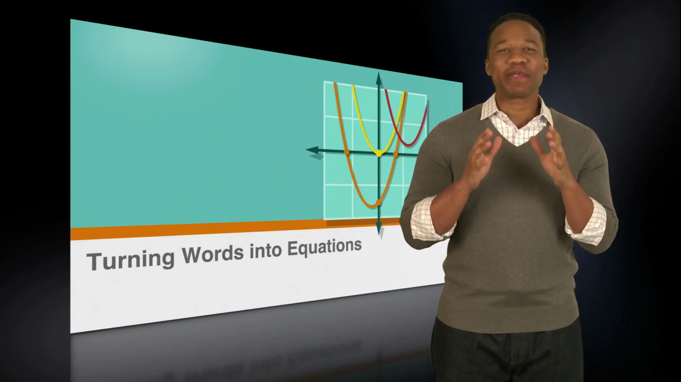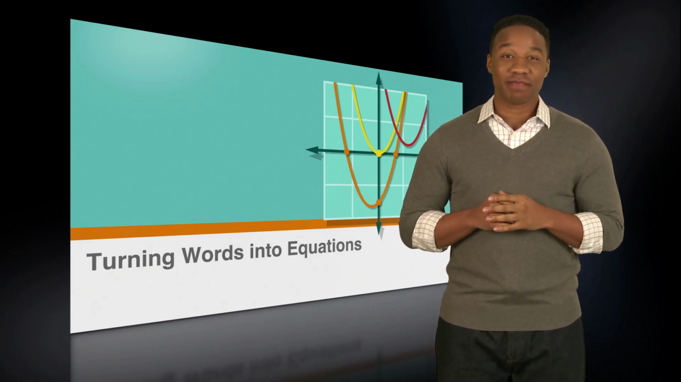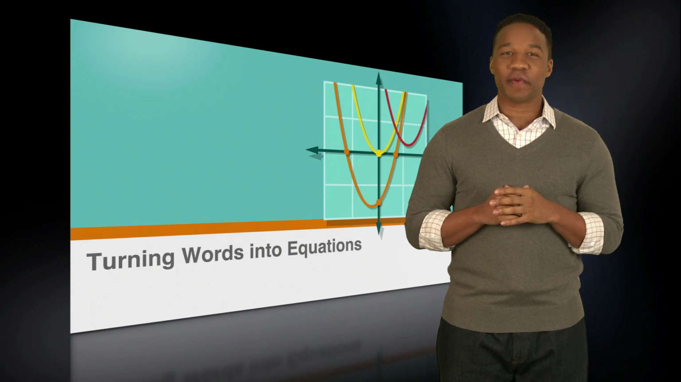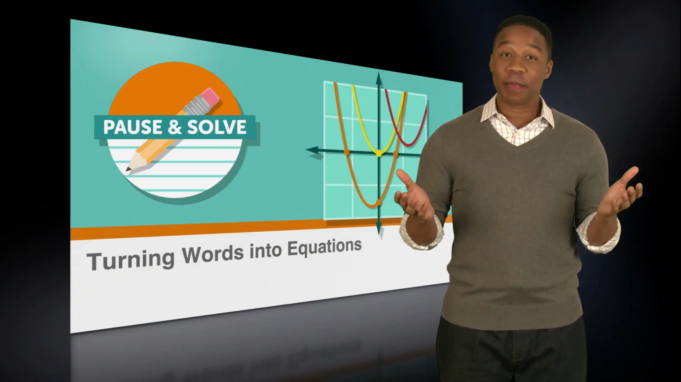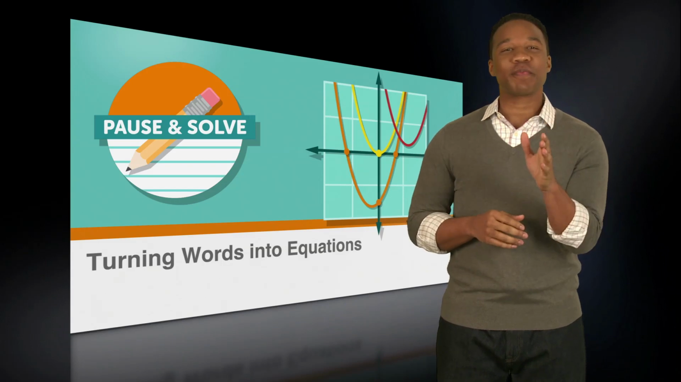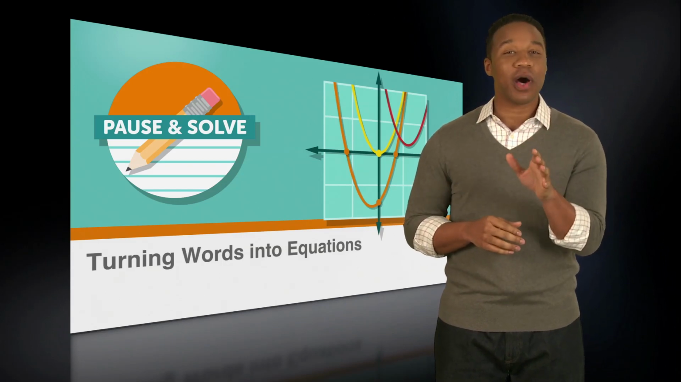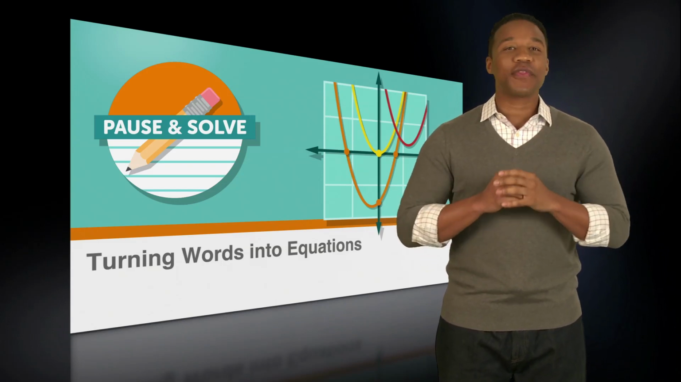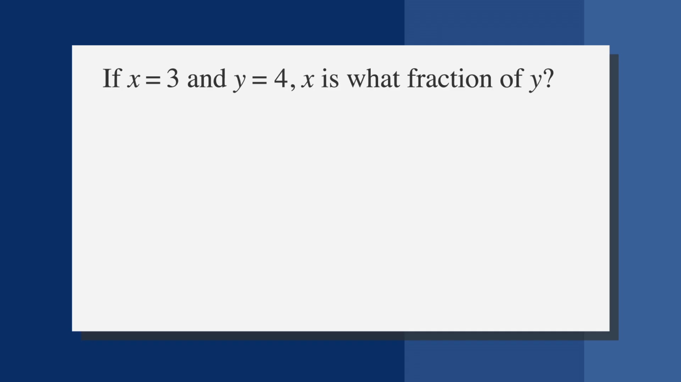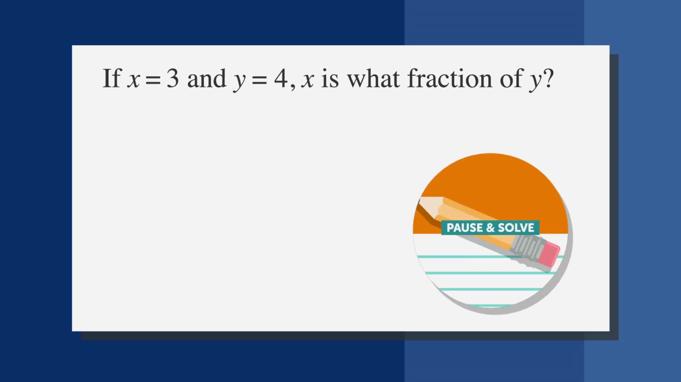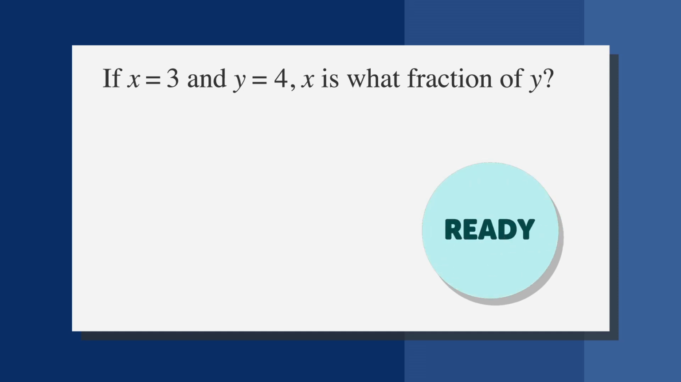Now we're ready to apply this knowledge to an SAT problem. And since we've just reviewed all of this information together, let's make this a pause and solve. So grab a piece of paper and a pencil, we'll look at the problem together, and when I say pause, you'll stop the lesson, work out the problem, then restart so we can go through it together. If x equals 3 and y equals 4, x is what fraction of y? All right, here's your chance to apply your knowledge. Ready, set, pause.